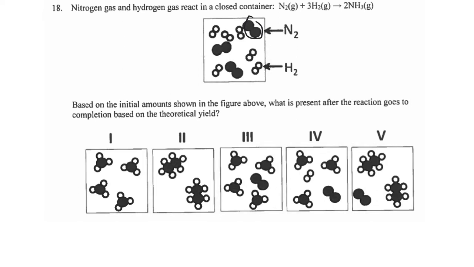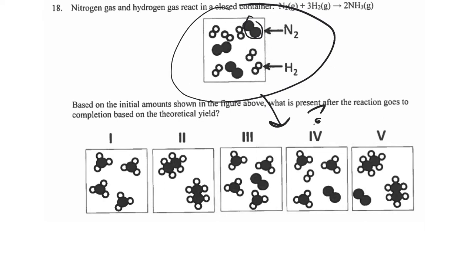And then we're asked to show, based on the initial amounts shown in the figure above, what is present after the reaction goes to completion based on the theoretical yield. So based on the maximum yield of the reaction. I want you guys to spend 2 minutes on this question thinking. After the reaction completes, which box is the correct box that the reaction mixture would look like?